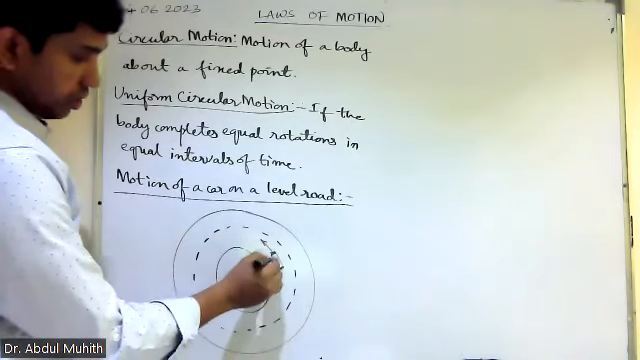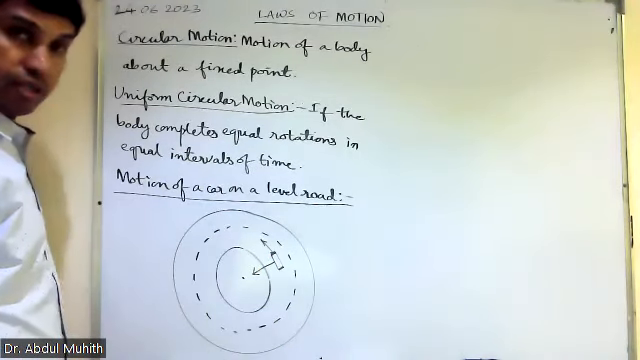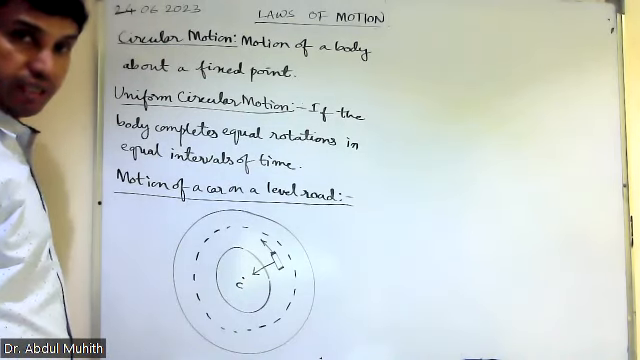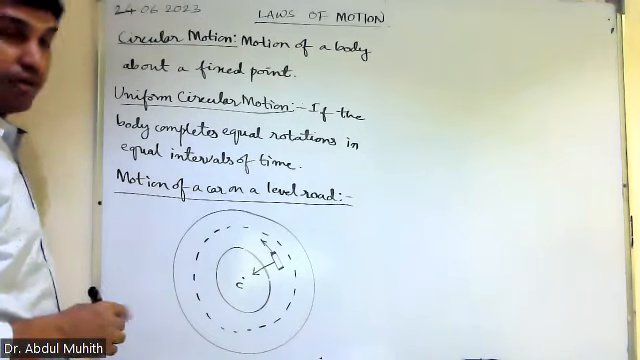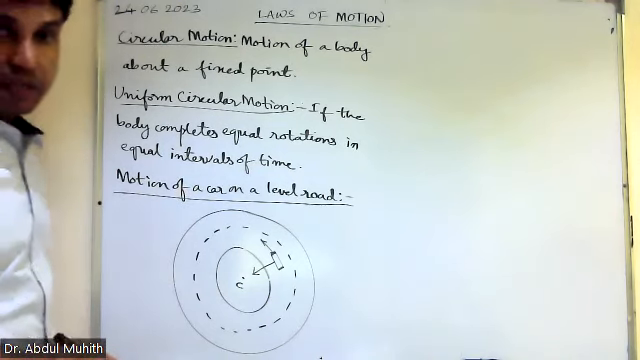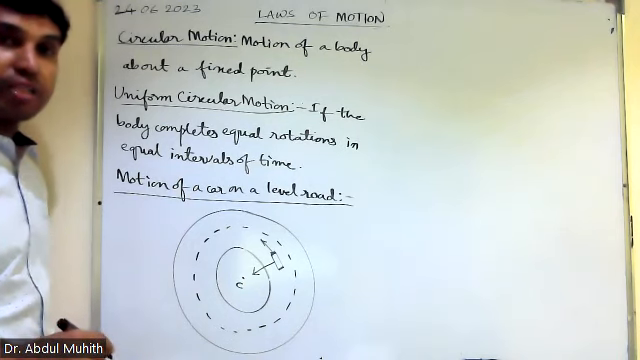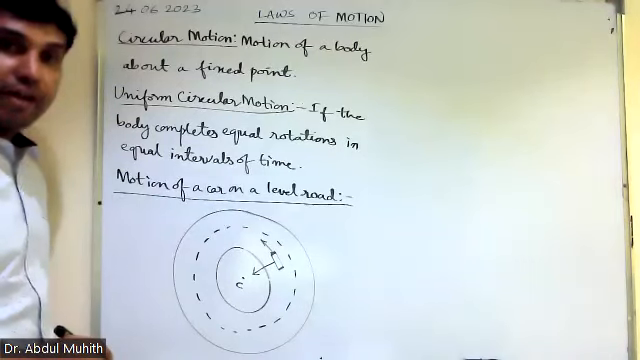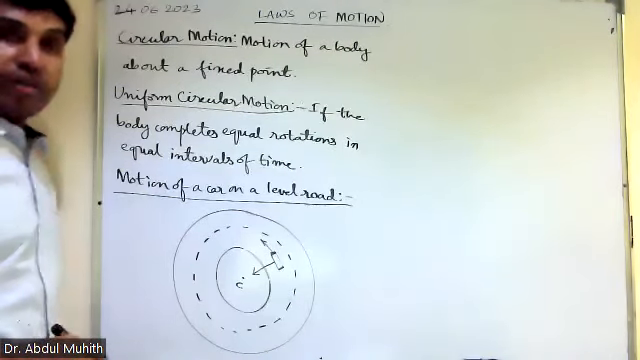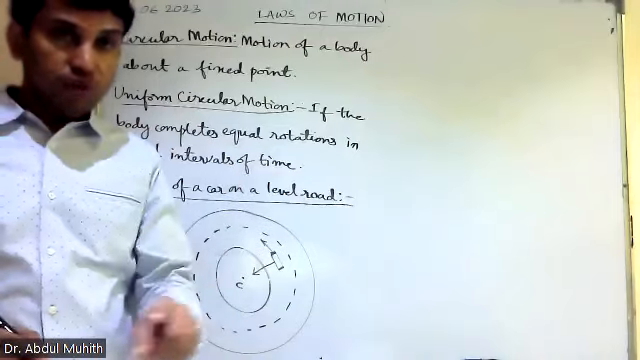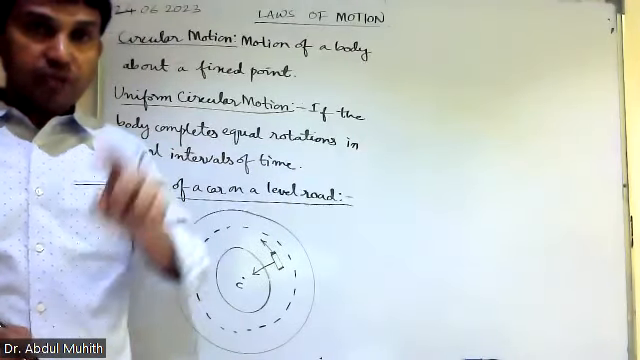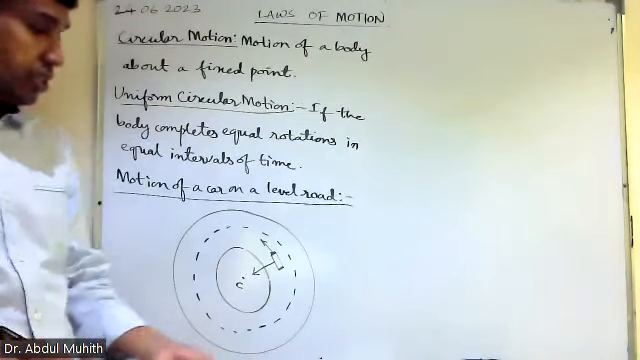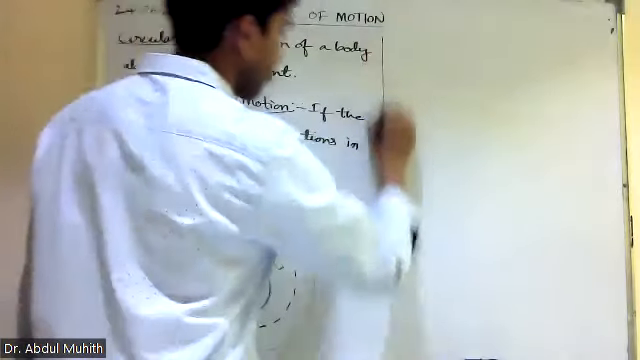So what happens? The centripetal acceleration is acting towards the center. Do you agree with this? You know that whole diagram, right? When I was teaching motion in a plane, I discussed linear acceleration, centripetal acceleration, and angular acceleration. Do you remember that? Yes, sir. Centripetal acceleration is what? When the body is moving in uniform circular motion, the acceleration is towards the center. That is centripetal acceleration.